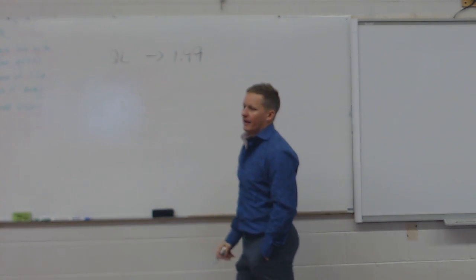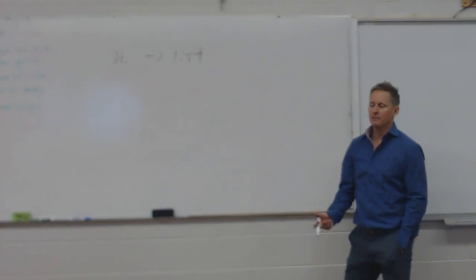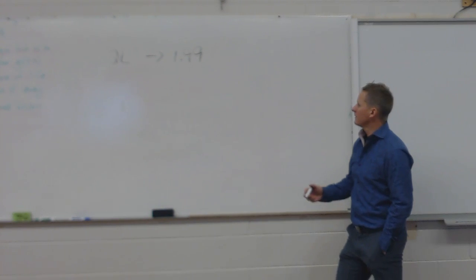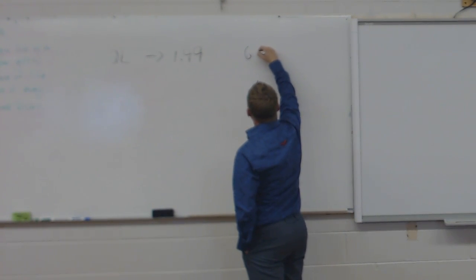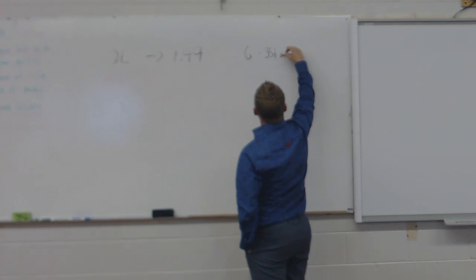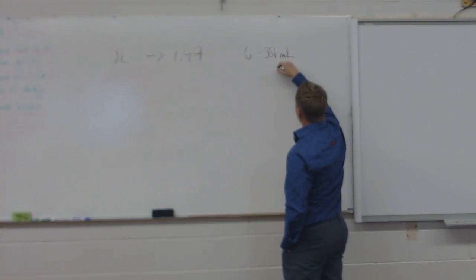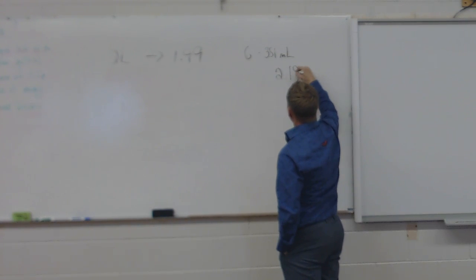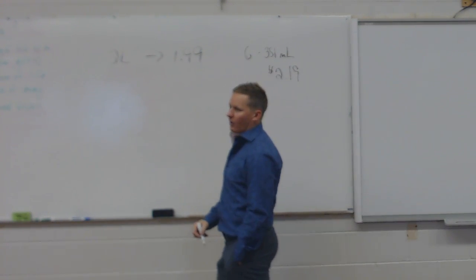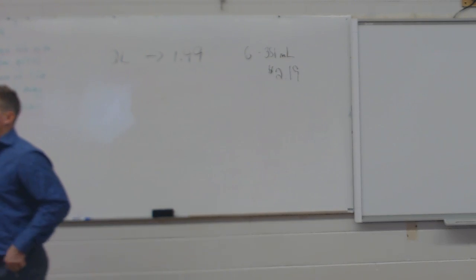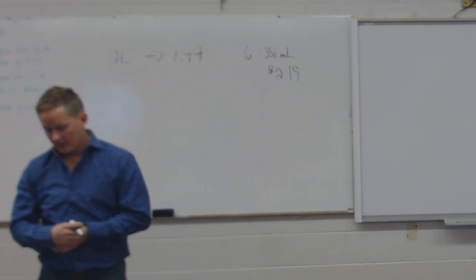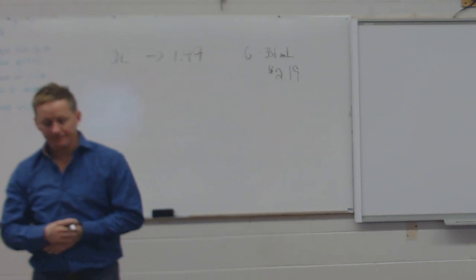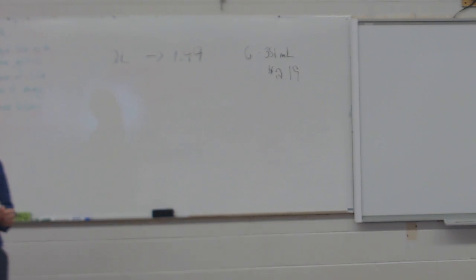For $1.99, and then you have six cans, 351 milliliter cans, so 6 351 milliliter cans, and that might cost $2.19. So we want to find out what is the best deal. So that's kind of what we're looking at today, is how do we represent the best case scenario, the best deal. All right. So somebody suggested to me how I would check and see which is the best deal here.